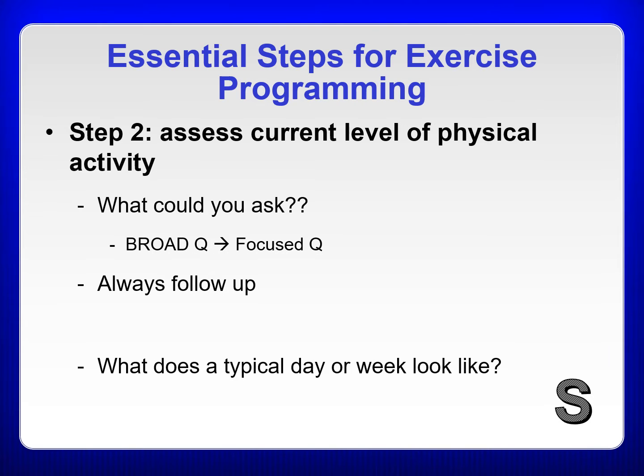More subjective information. If you want to identify a program or make a program, you want to know a person's current level of physical activity. You start with a broad type question and then move down to a focused question. A broad question might be, how often do you walk? And a person says, well, I walk. You can follow up with, how much do you walk each day? How often do you climb the stairs? What do you do for exercise, physical activity? Or how do you define exercise?